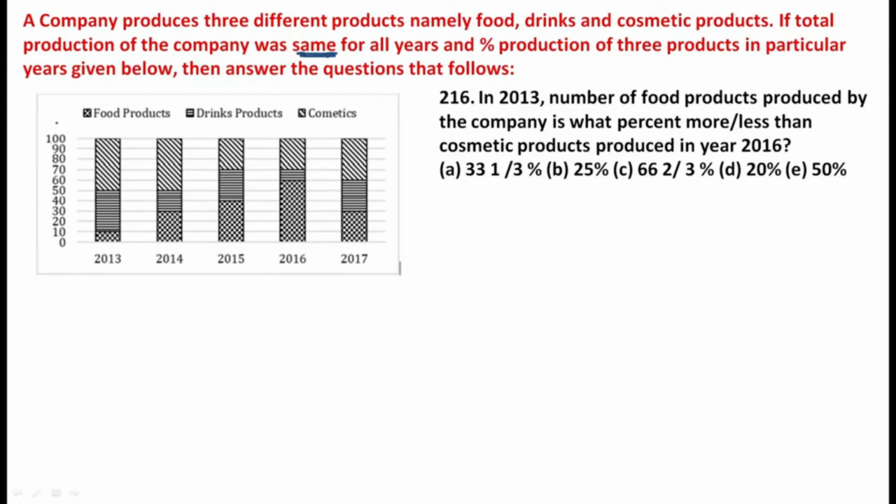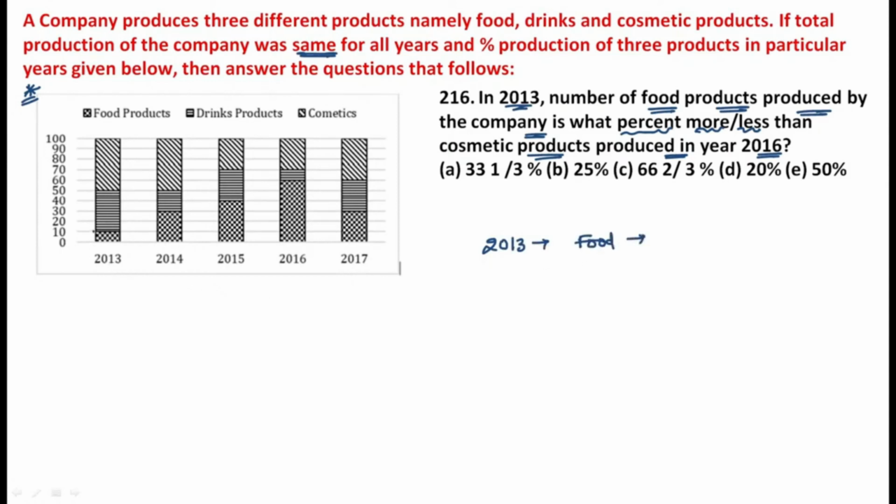Now see the questions. You have to understand what the given data is. That is most important. If you understand properly, then you will go to the questions. The number of food products produced by the company in 2013 is what percentage more or less than the cosmetic products produced in the year 2016. You have to take the first value, 2013. We want food products. So how much percentage is it?